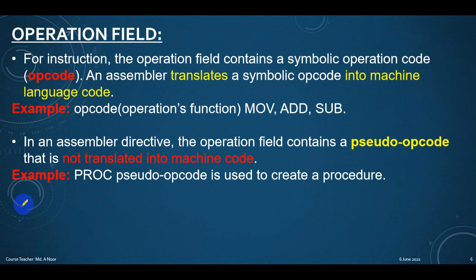The next field is the operation field. For an instruction, the operation field contains a symbolic operation code, which we usually call opcode. An assembler translates a symbolic opcode into machine language code. For example, the opcode or operation can be move, add, and sub. There can be more; these are some of the examples. Move will do the movement.